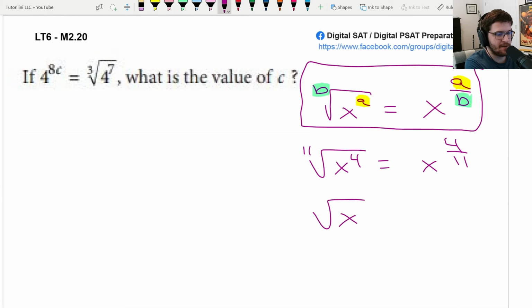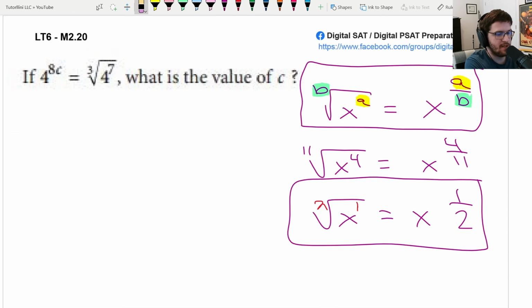Square root of x, when you don't have an exponent, the implied exponent is 1. And when you don't have a root, the implied root is 2. So this would be x to the 1/2. That shows up so often, you just want to remember that. Let me write that a little nicer. Anyway, hopefully you're getting the idea.